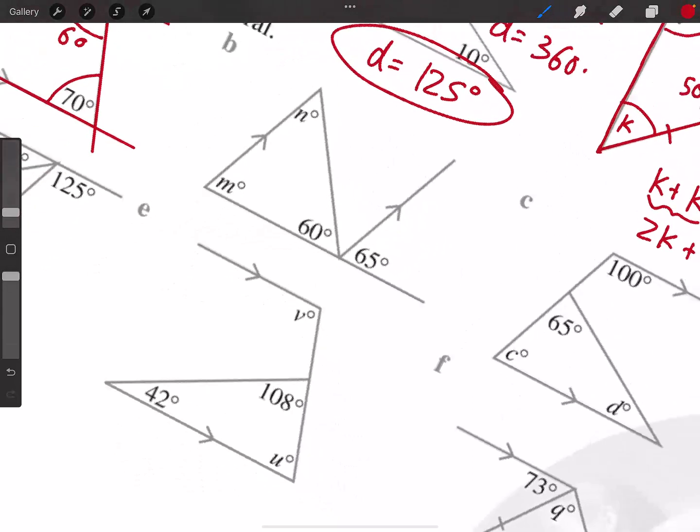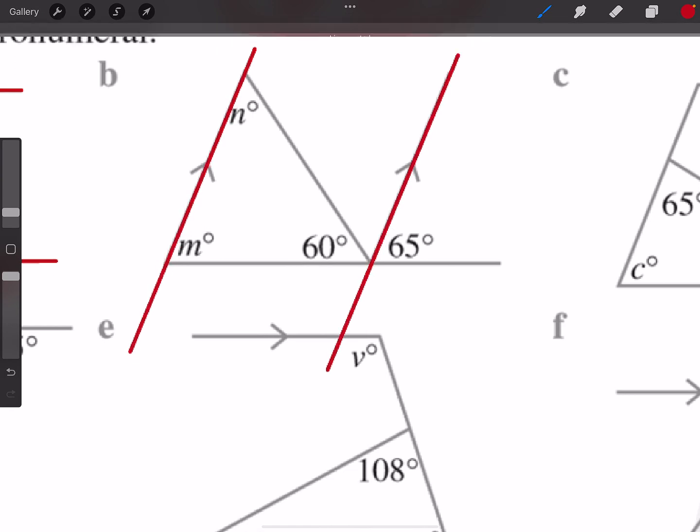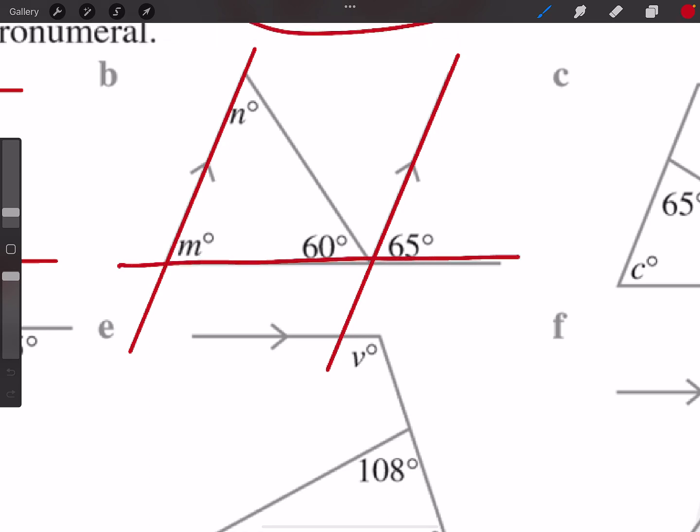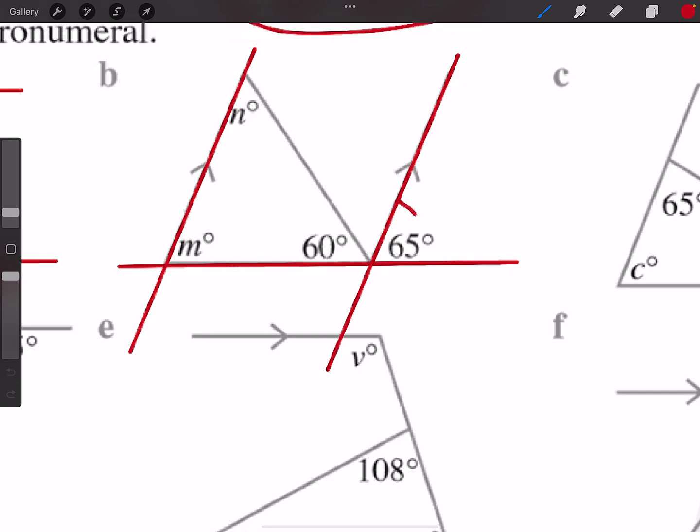Now here you have two parallel lines, so I'm going to color them in. Got two parallel lines there, and you have a transversal line. Now, this is an acute angle, right? This is also an acute angle, so therefore they must be the same. So we can say that the angle M is equal to 65 degrees. Cool.